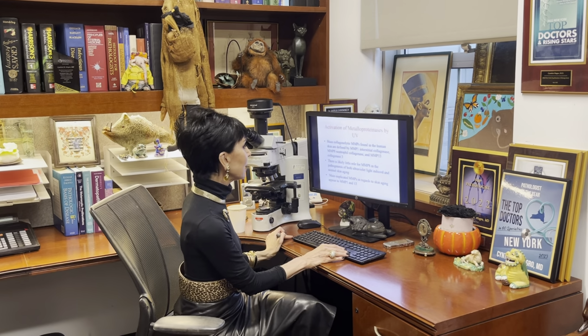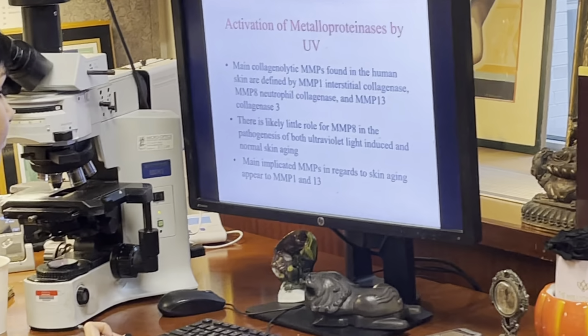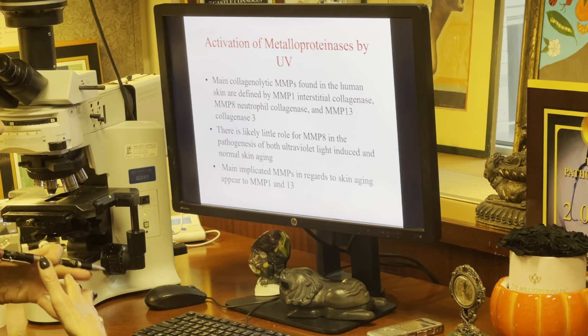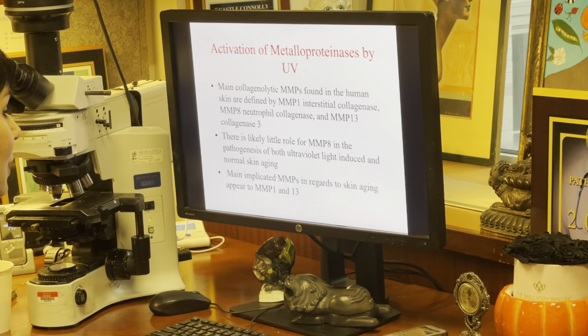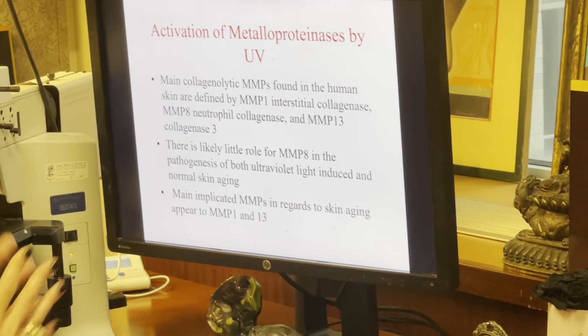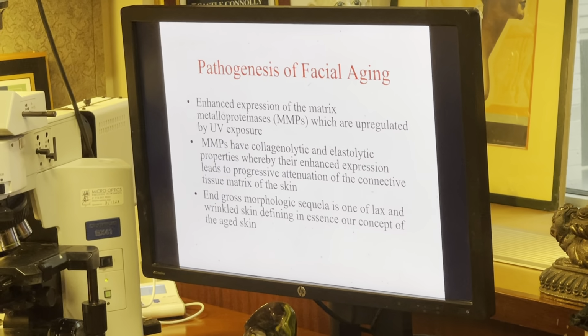Now, very key to all of this, these abnormalities, is the activation of these enzymes that digest the collagen and elastic tissue. And there are collagen-lytic metalloproteinases found in the skin, including MMP1, MMP8, and MMP13. And these metalloproteinases are activated with light exposure and will digest the collagen and elastic fiber network.